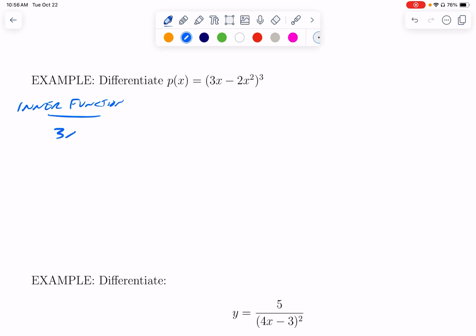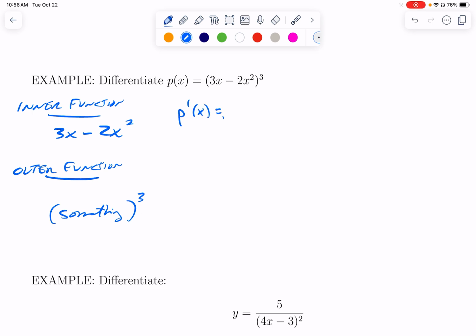My inner function is 3x minus 2x squared. And my outer function, I'm taking that thing and cubing it. So it's something cubed. Pause to understand the structure before you take any derivatives. So now by the chain rule, it's going to be outer derivative times inner derivative.